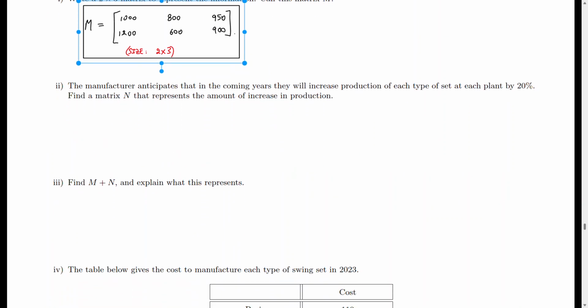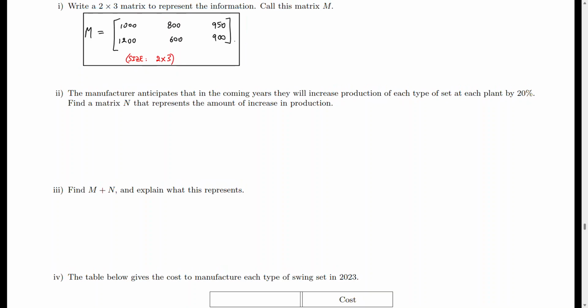Now for part 2, it says that the manufacturer anticipates that in the coming years, they will increase production of each type of swing at each plant by 20%. They want us to find a matrix N that represents the amount of increase in production. So what are they saying? They're saying that there's a new matrix N, which is 20% of the production that we already have. So what do we have to do? We have to multiply 20% of M to get the matrix N. So this represents the amount of increase in the production.